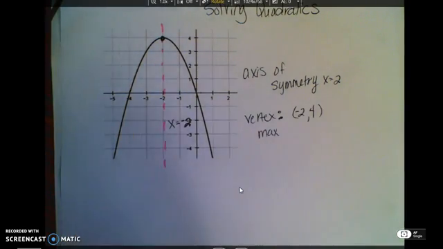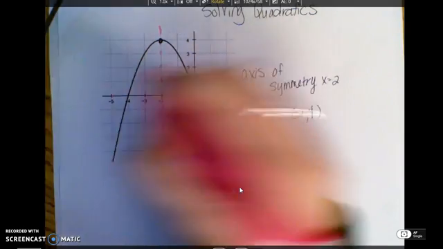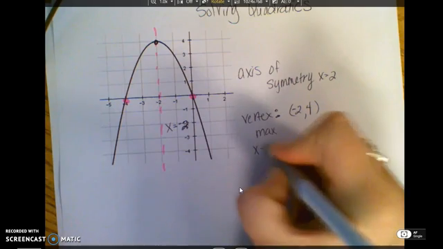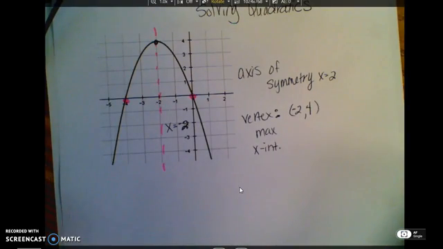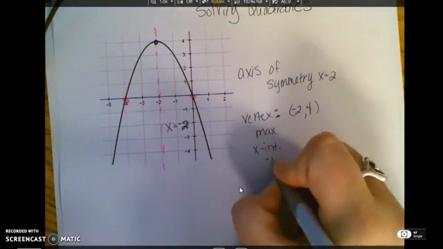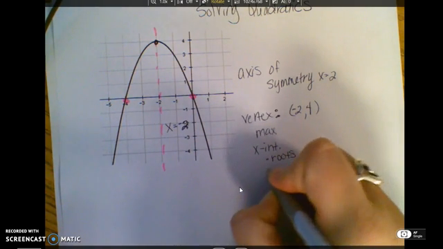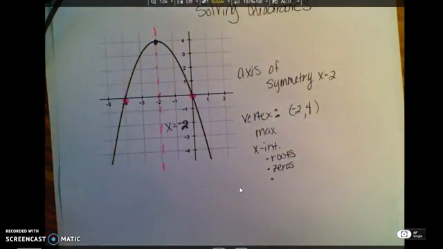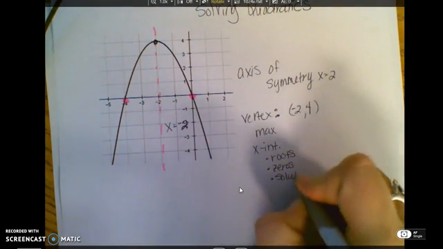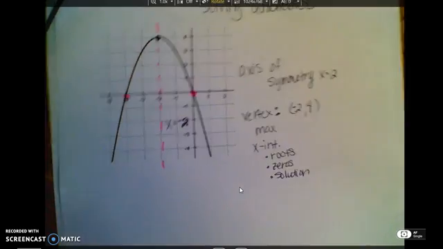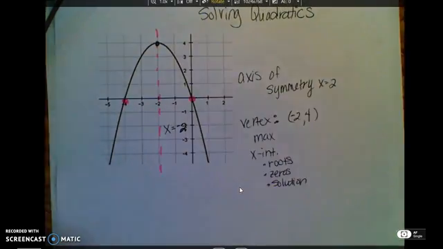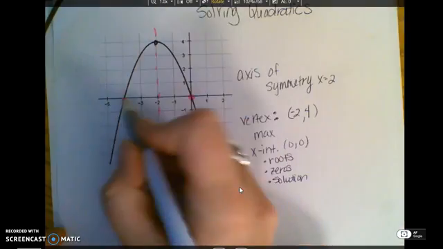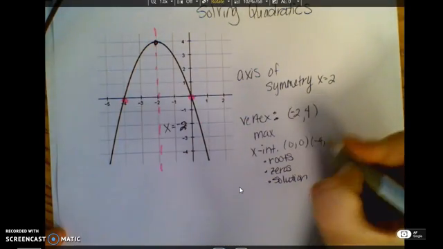What else we're going to talk about is these things right here. You should know those as x-intercepts, but they have other names. They're also called roots, zeros, or solutions. If I ask you to solve, I'm asking for the x-intercepts. It's important to know that. Right here, specifically, my x-intercepts are 0, 0, and -4, 0.